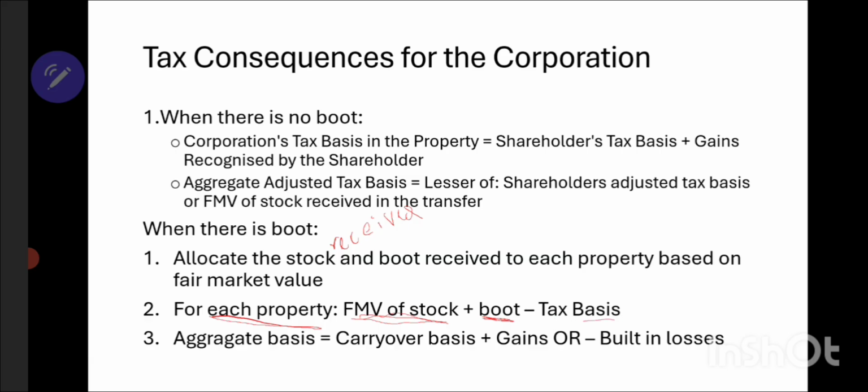And then we subtract out the tax basis of each property. So that's the tax basis of the land, the tax basis of the building, the tax basis of the inventory. The aggregated basis for when there is boot is the carryover basis, which is just the original tax basis of the property, either plus the gains or minus those built-in losses. Okay, perfect.